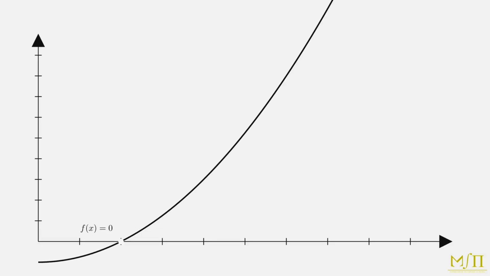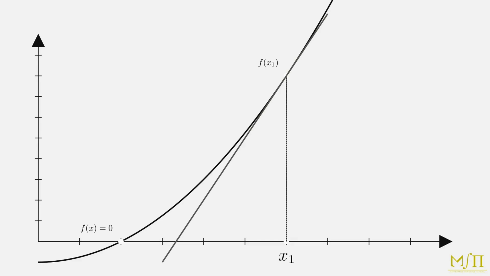Lastly, let's see how calculus is used to approximate solutions to functions. Imagine a function f of x whose solution we want. We start with an initial guess x1, we then calculate f of x1. If f of x1 is 0, we have a solution, but most likely f of x1 is not 0.